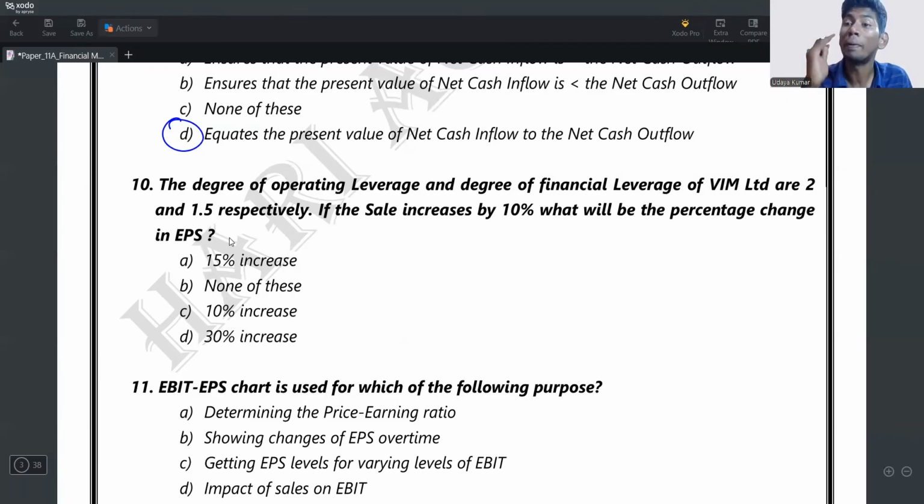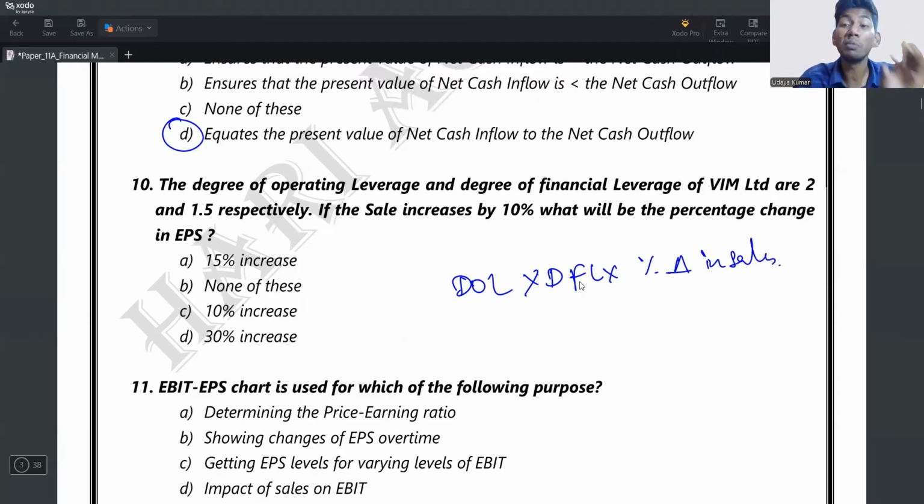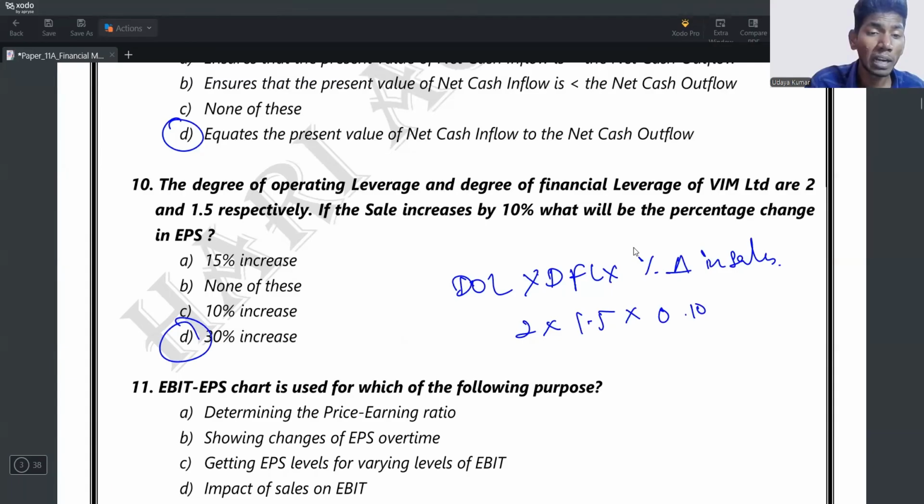So as I said, percentage change in EPS equals DOL times DFL times percentage change in sales. These are the information given in the question. So DOL is 2, times 1.5, times percentage change in sales, 0.10. What could be the answer? The option is D, 30%, if we calculate. Okay, so moving to question number 11.